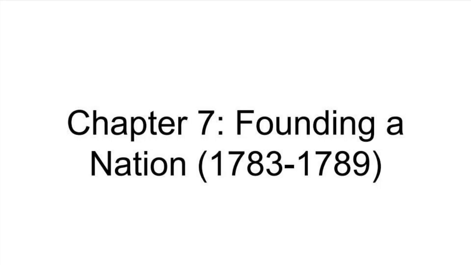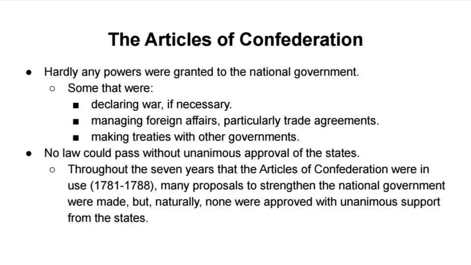Chapter 7 really centers around the critical period between the end of the American Revolution and what we consider the founding of the nation as we know it today under the Constitution. Immediately following the Revolution, the government that had gotten us through the Revolution and negotiated an end to the war operated under the Articles of Confederation.